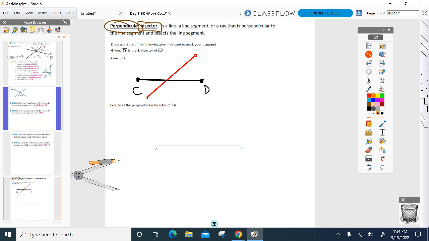Draw in line EF now. That does both. Eyeball it. Draw in line EF right now. That does both. You better call it EF, right? It's a line. You better have arrows on it.